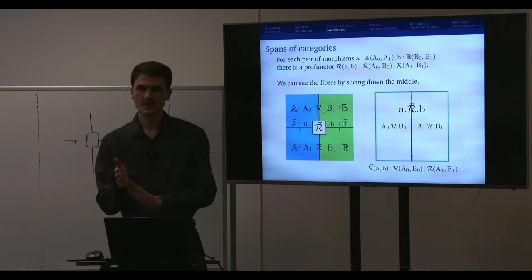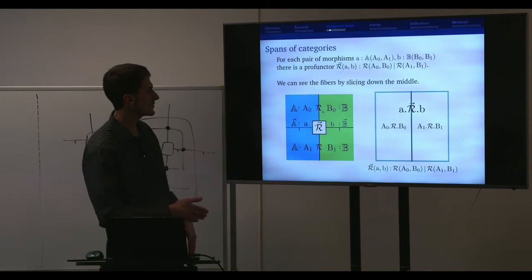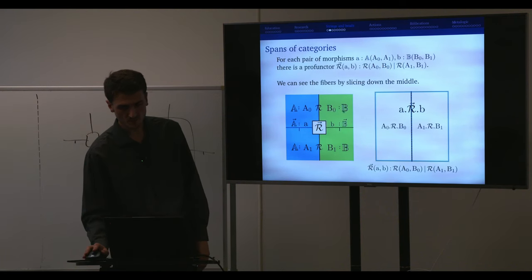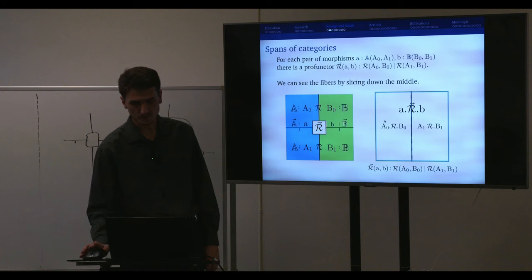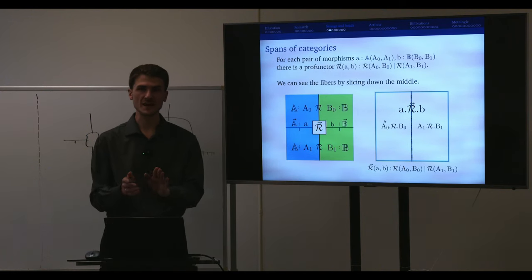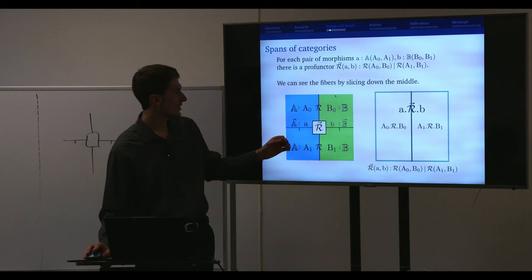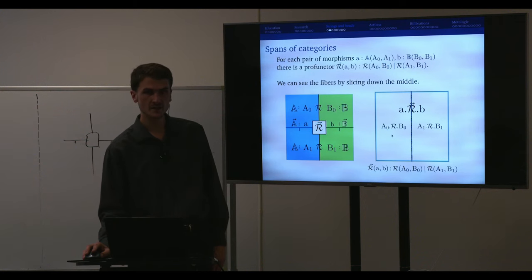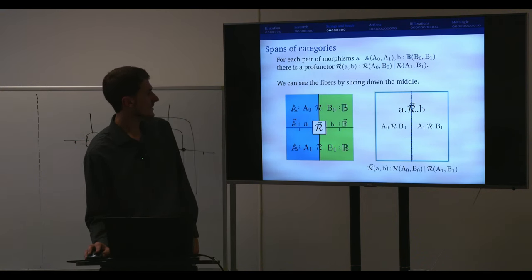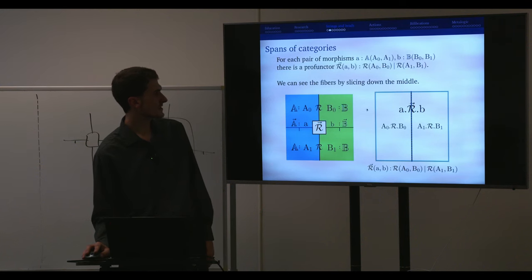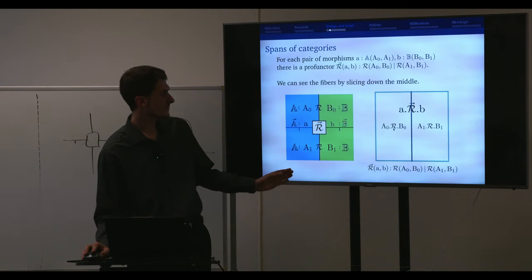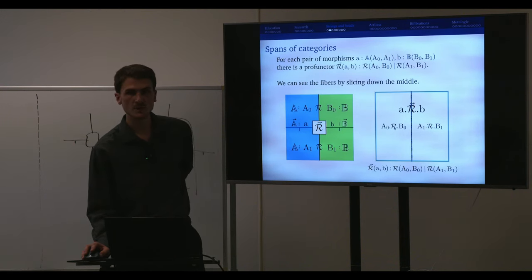So to get a better view of the fibers, we can slice this down the middle. We can basically see the diagram in Cat that we are defining. When we slice down the middle here, we get that R of A0, B0 is a category, and R of a, b is a profunctor from R A0, B0 to R A1, B1.